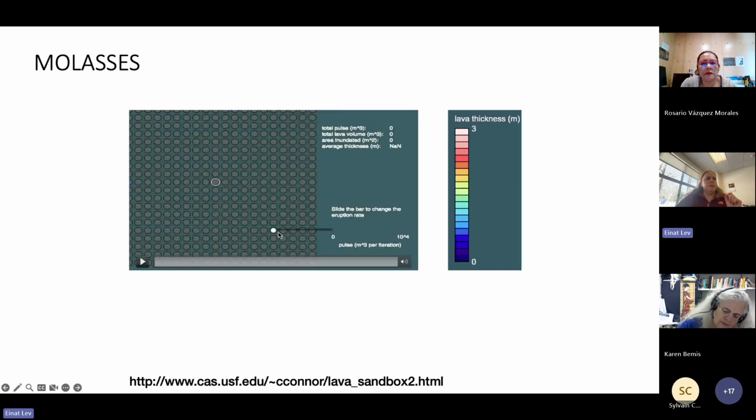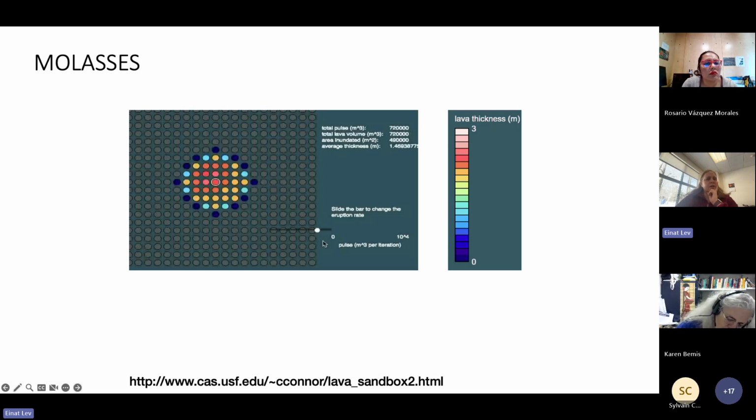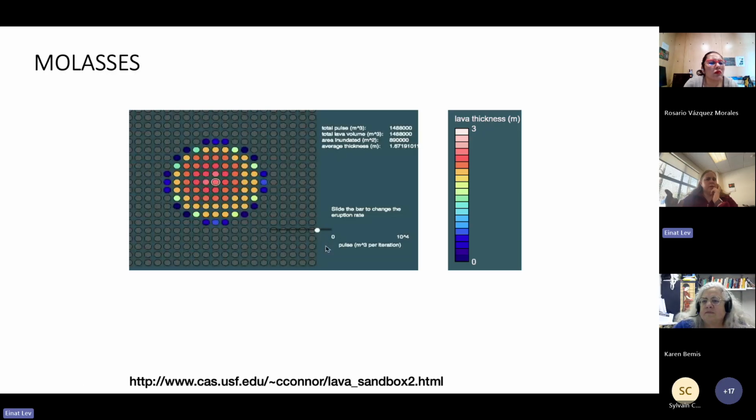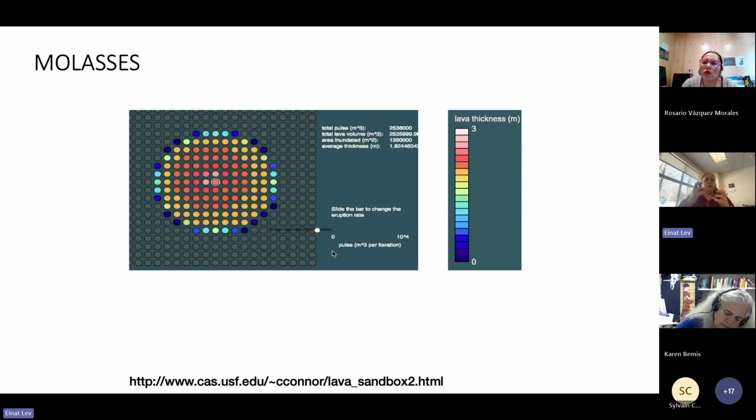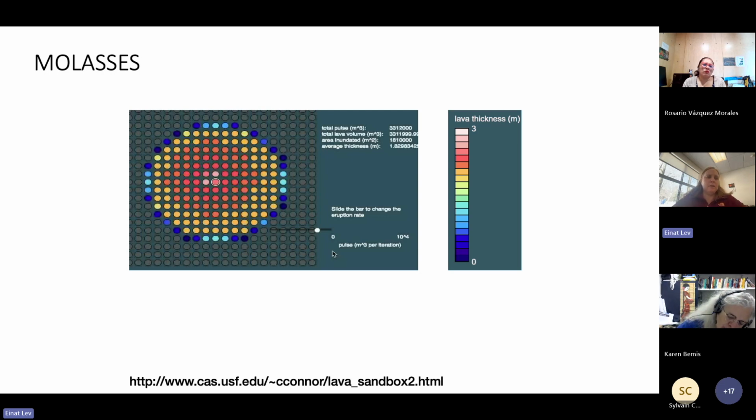For example, this is an animation of a cellular automata code called Molasses. It starts in the middle and then it spreads. This is the overall lava thickness. And it tracks how much volume we've already put in and how much is spreading. The parameter that Molasses usually takes is the nominal thickness we're trying to get to. So it basically takes that overall thickness and spreads it until it runs out of the total volume that we tell it has erupted.